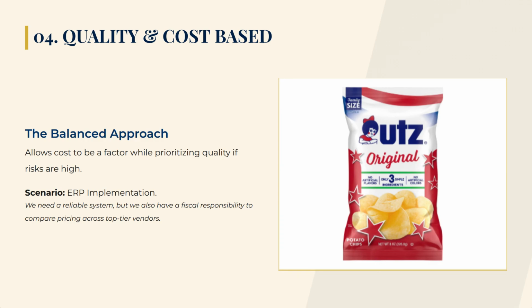Take a major ERP software implementation. It's highly risky, so you can't just pick the cheapest option, but it's also incredibly expensive, so you must have fiscal responsibility. By using a weighted score, you ensure you get a highly capable vendor without writing them a blank check.